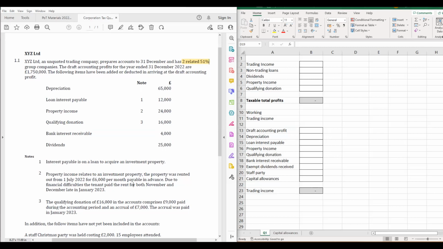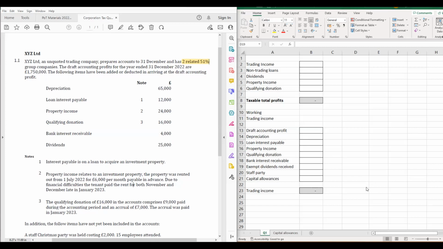So the first one we've got, and I would suggest come exam day, just working through each one of these in turn as they come to you. There's little point in kind of reading through the bulk of the question and coming back. Each point is really in isolation of each other. So the first one we've got is depreciation.